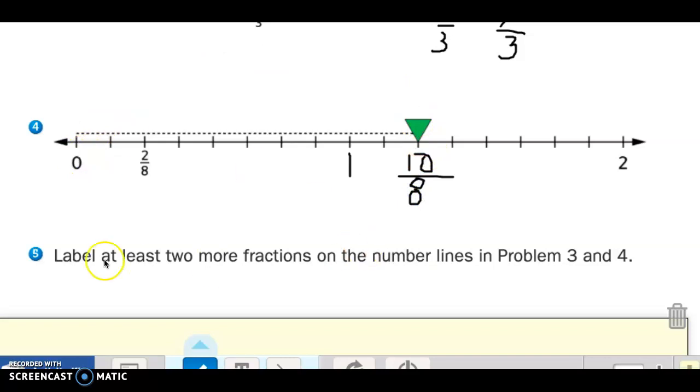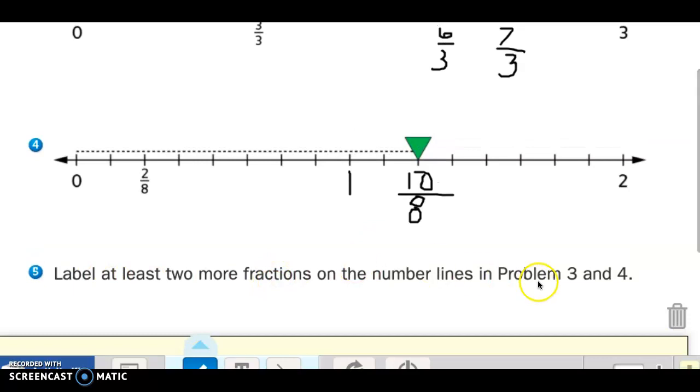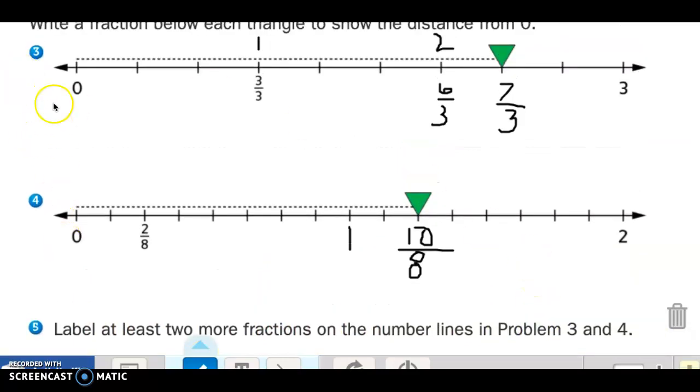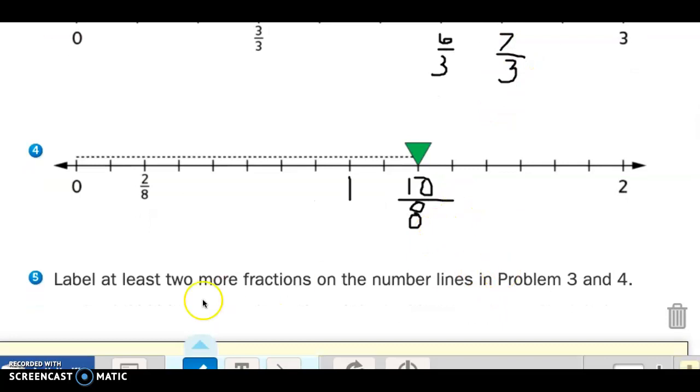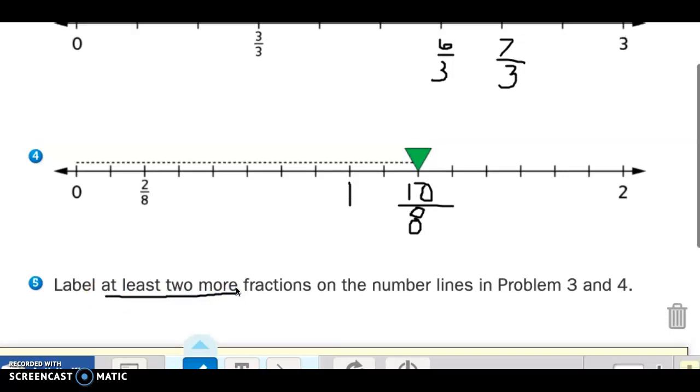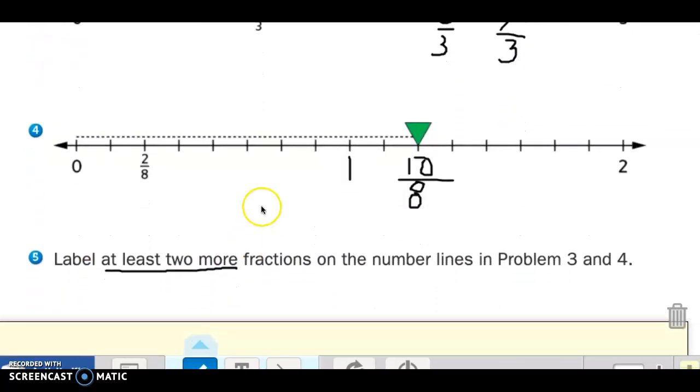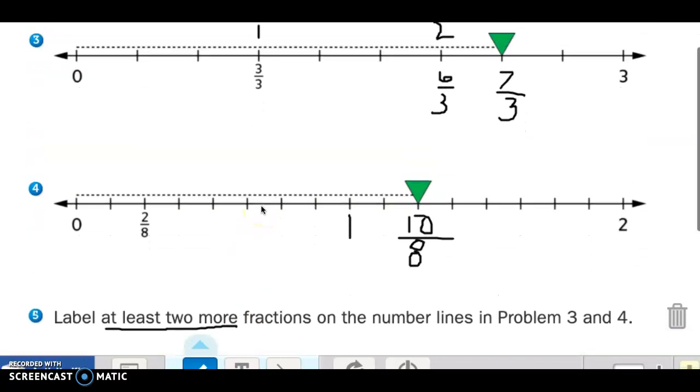Okay. Now it says label at least 2 more fractions on the number lines in problem 3 and 4. So for number 3 and number 4, I labeled this one for you already, but you should have 7/3 labeled and 10/8. It says label at least 2 more. Can you do more? Of course. I will never stop you from doing more. That would be awesome practice if you want to write them, but at least 2 more fractions on the number lines. So at least 2 more fractions up here and at least 2 more fractions down here.